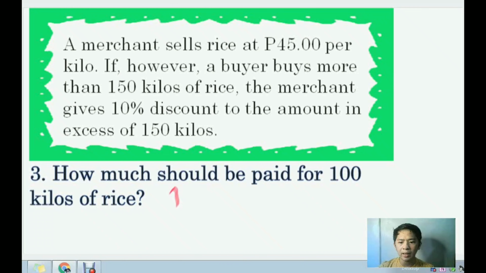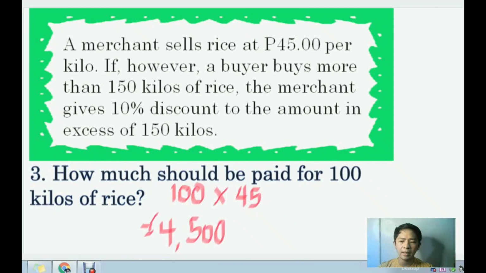To find the answer, 100 multiply by, magkano per kilo? 45 pesos. So, the answer here is 4,500 pesos. Ito yung babayaran niya. May discount ba yan? Wala. Regular lang kasi hindi siya umabot sa 150. Okay? Next. Lagyan ng peso sign kasi it's about money.